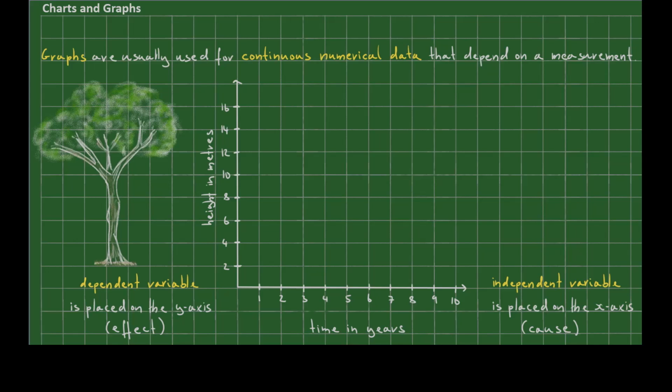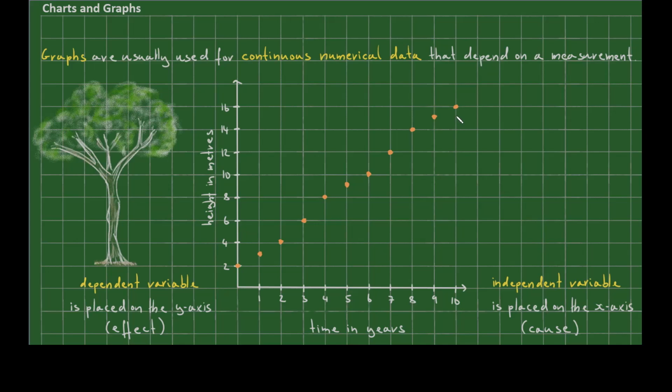So let's assume that we have tracked the height of this tree over a period of 10 years. And these are the data points that we have collected. At year 0, when we begin tracking the height, the tree is already 2 meters tall. After 3 years, it is 6. After 8 years, it is 14. And after 10 years, it appears to be 16 meters tall.